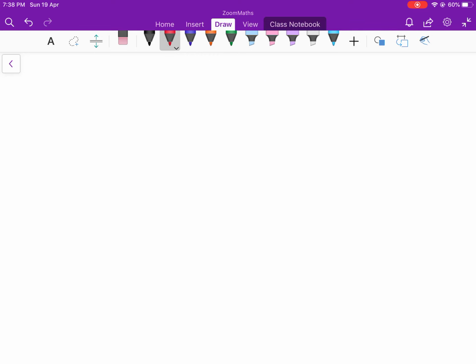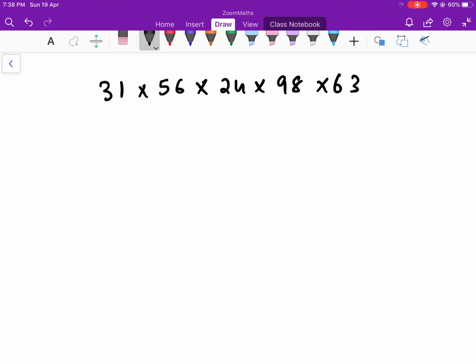Okay, with that said, let's take a small problem to understand this concept in a little more detail. Let's take the example 31 into 56 into 24 into 98 into 63. You need to find the unit digit for the product of these numbers. Don't get shocked by seeing such a big number. How do you find it immediately? It's very simple. Understand the basic concept behind this.